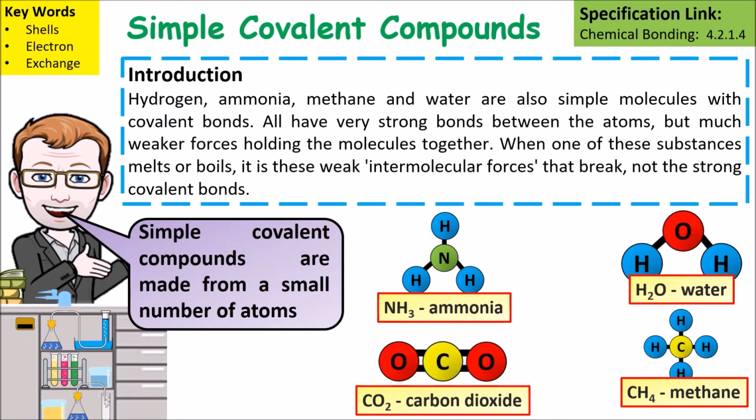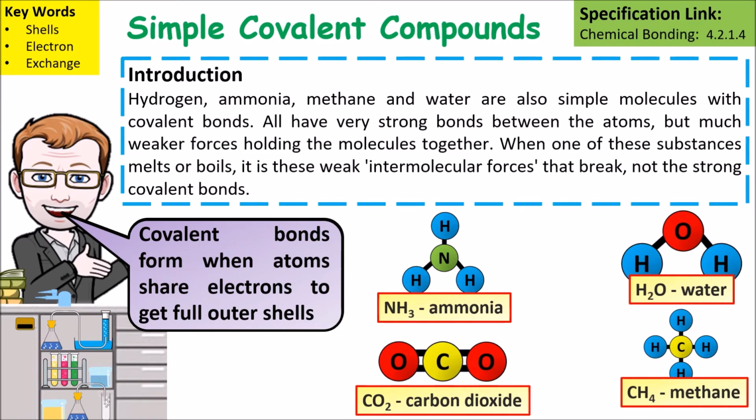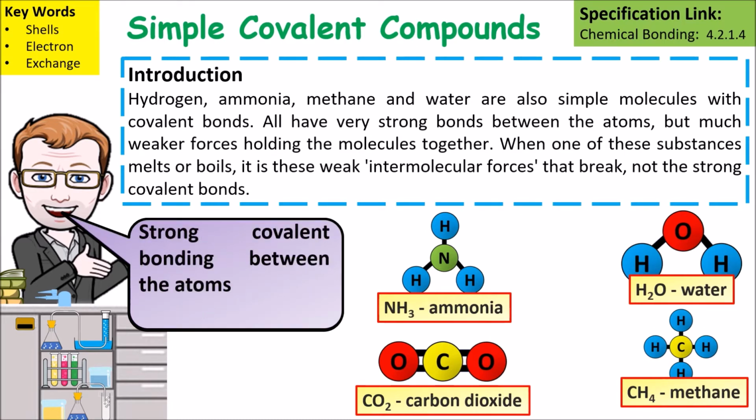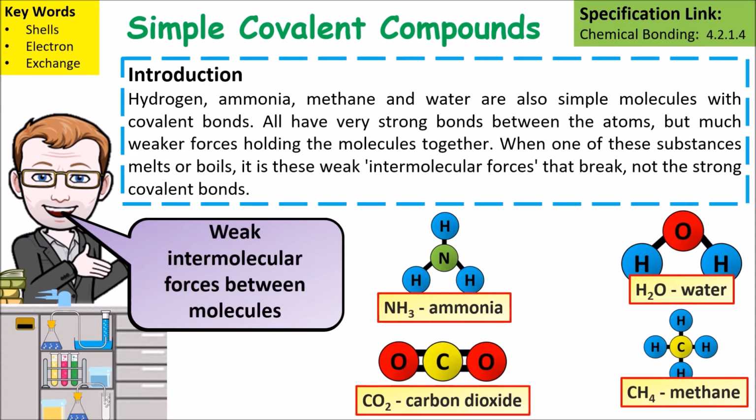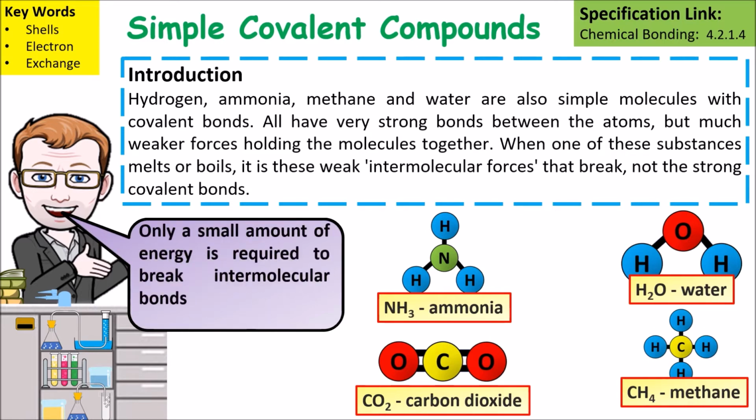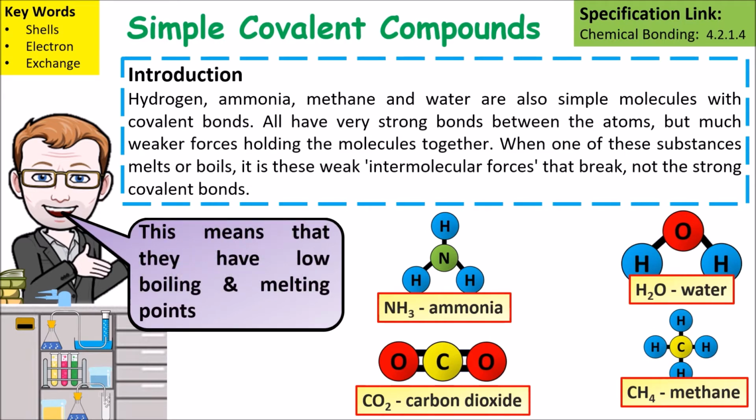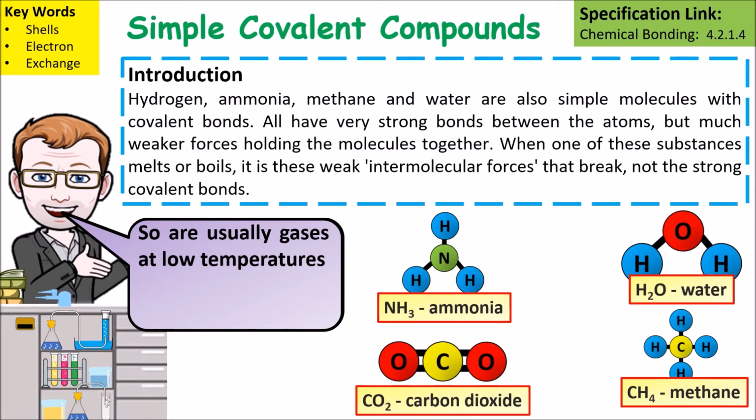Simple compounds are made up of only a small number of atoms. Covalent bonds form when the atoms share an electron or a pair of electrons to get a full outer shell. So you get strong covalent bonding between the atoms, however only weak intermolecular forces between the molecules. Only a small amount of energy is required to break these intermolecular forces, which means that they have low melting and boiling points. They are usually gases at low temperatures, and especially room temperature.